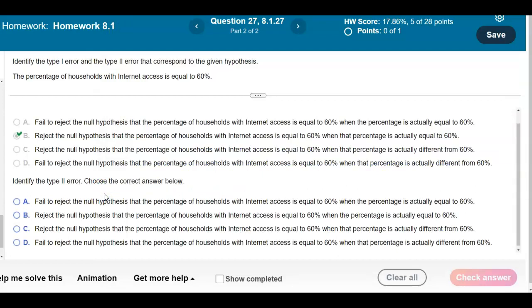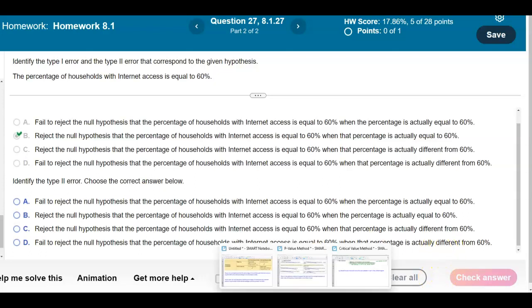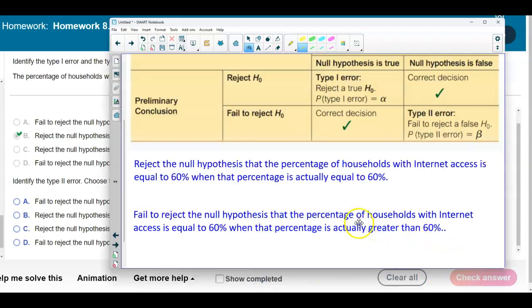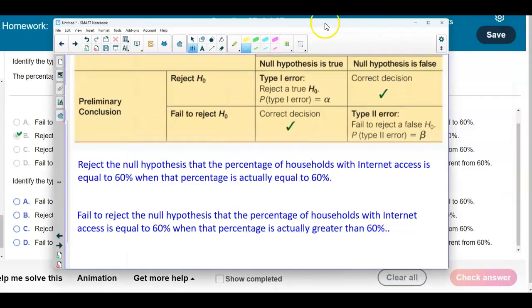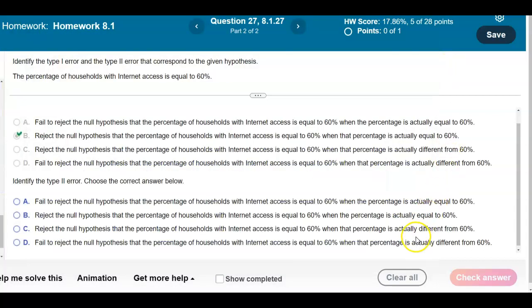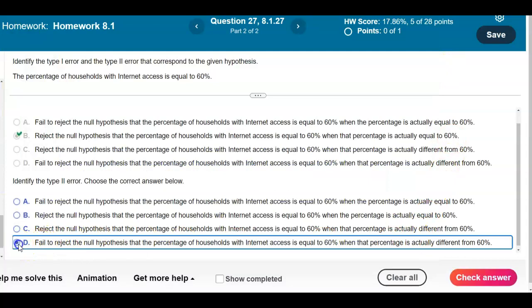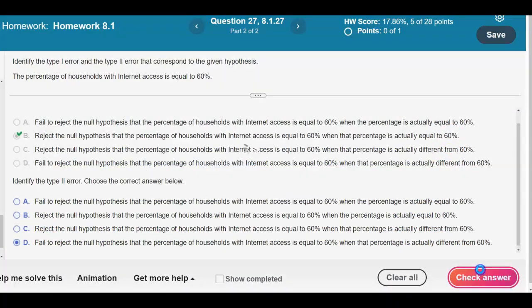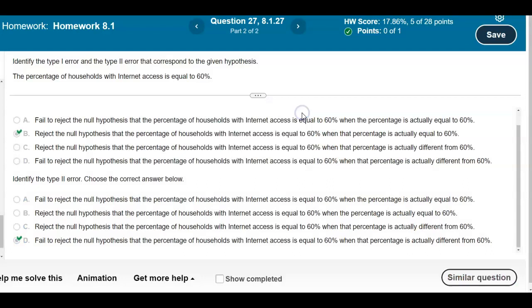In this case here, we would say it is actually different from 60%. So the answer would be D. And there is our result.